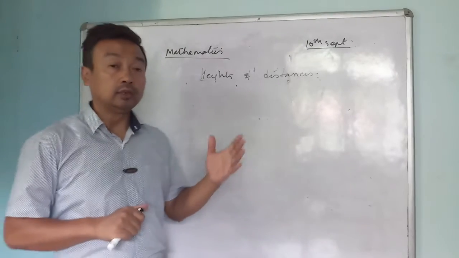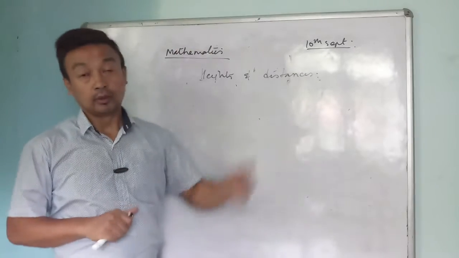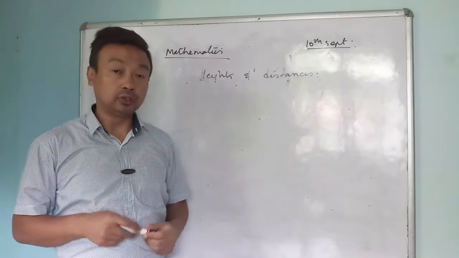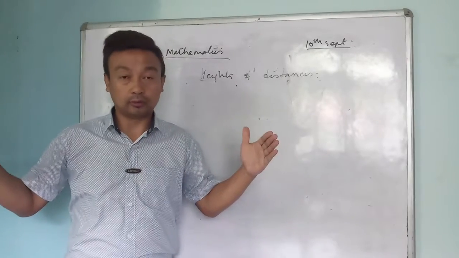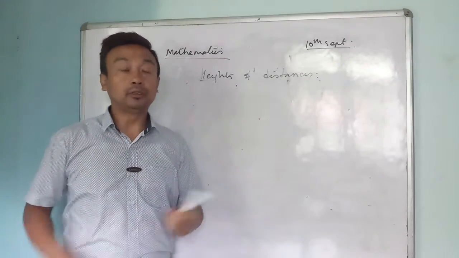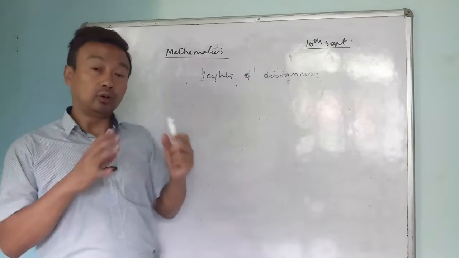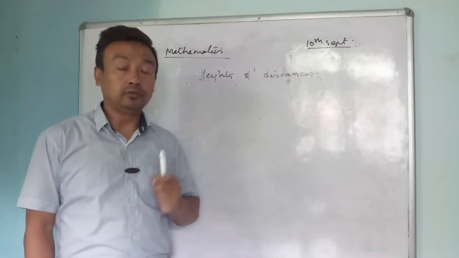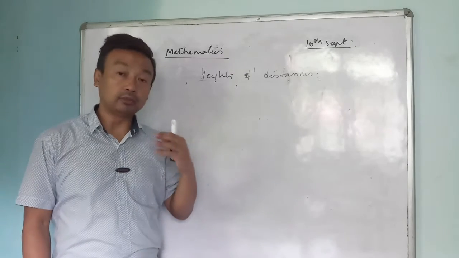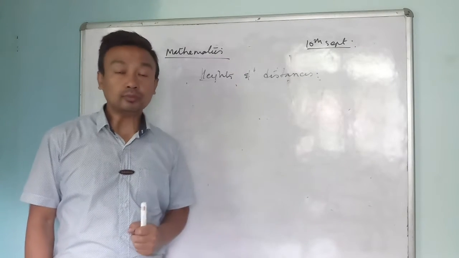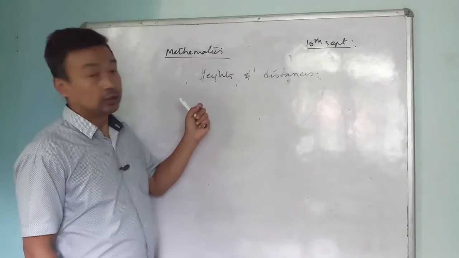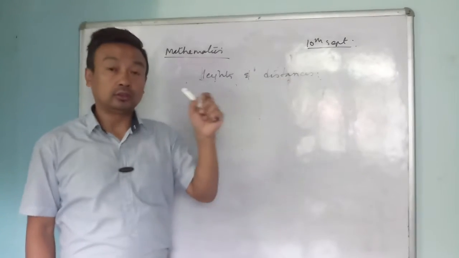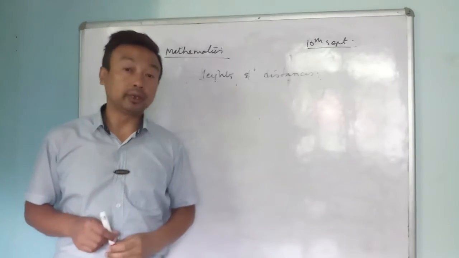For example, if you want to find the height of a tree, it is practically very difficult to climb up and find the height of the tree. Or if you want to find the width of a river between the two banks, or the height of a mountain, all these heights and distances are practically very difficult. You cannot measure them in actual. So we make use of this concept, heights and distances, the practical application of trigonometric ratios.